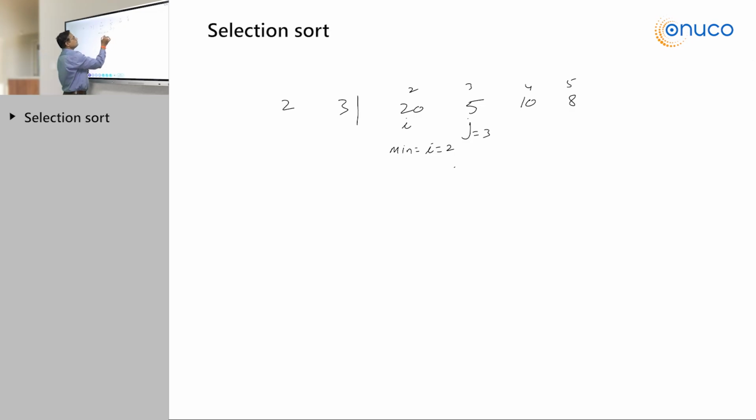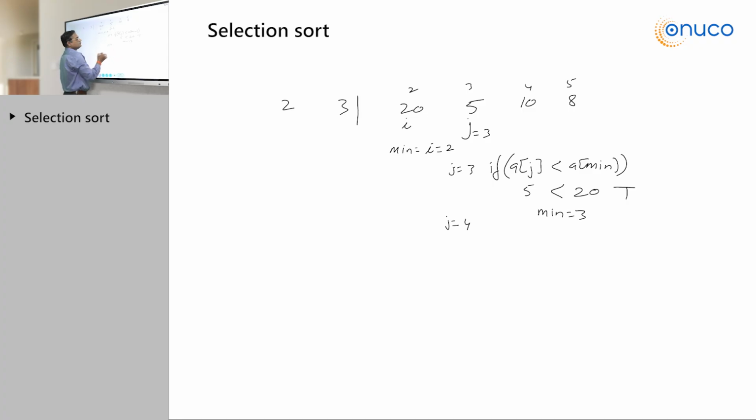Again you are going to compare. For J is equal to 3, A of J less than A of min, we are going to compare. Okay. So A of J is 5, which is lesser than A of min, 20. So the condition is true. Hence min is J. And what is the J value? J position is 3. So it got updated.